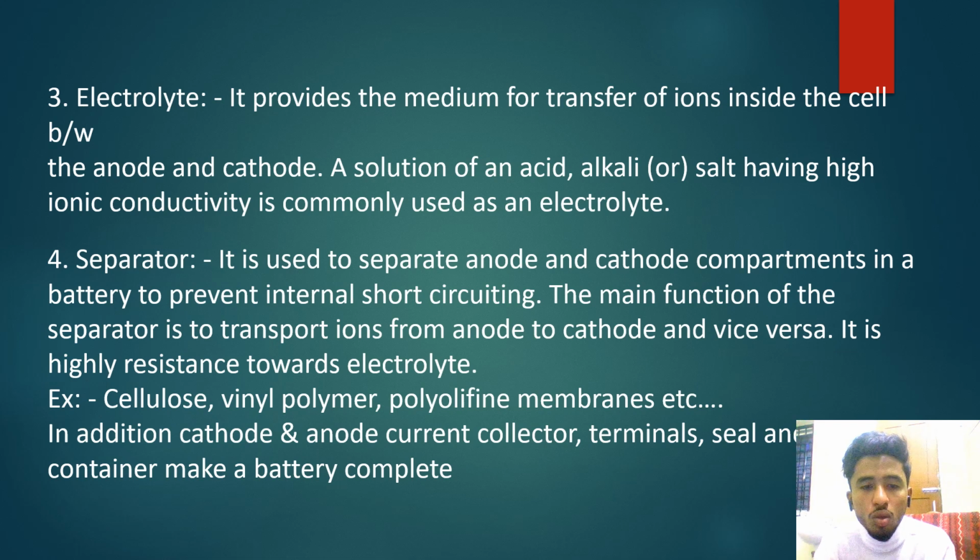Separator. It is used to separate the anode and cathode compartments in the battery, to prevent internal short circuiting, and to allow ions to transport from the anode to the cathode and vice versa. It is highly resistant toward the electrolyte. Examples are cellulose, vinyl polymer, polyethylene membrane, etc. In addition, the cathode and anode current collectors and terminals make up the complete battery.